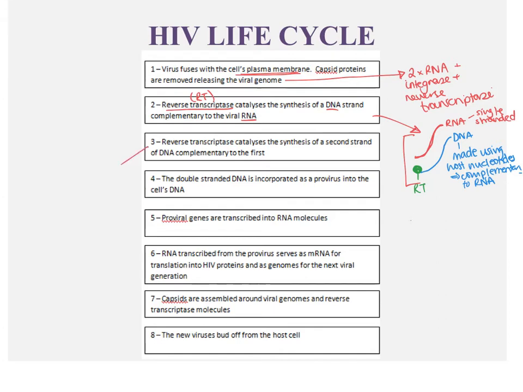That's not going to work. So what instead happens is that strand of DNA that we've made using the host genome, so DNA number 1, and we've got reverse transcriptase, that's going to make another strand of DNA running in the opposite direction, so DNA number 2. And now we've got some double-stranded DNA that contains the viral genome that can be inserted into the host. And that's done in step 4, where we incorporate that viral DNA now into the cell's DNA using integrase.